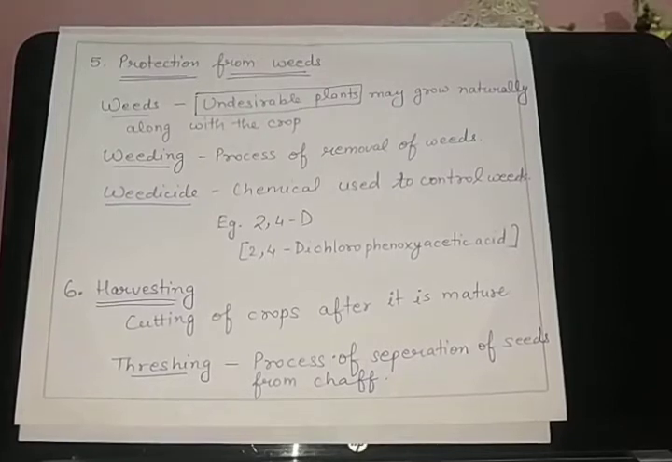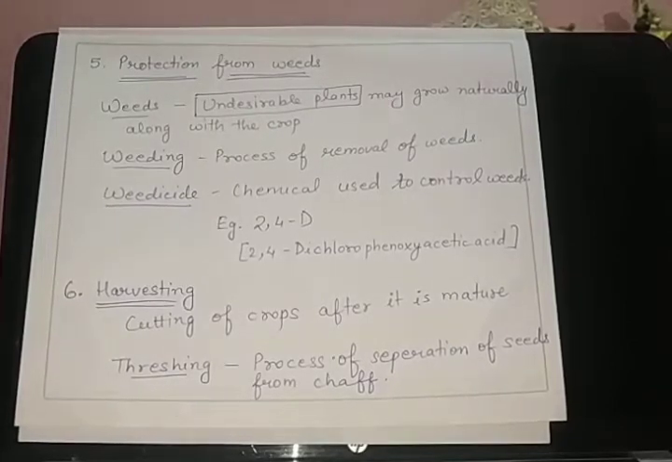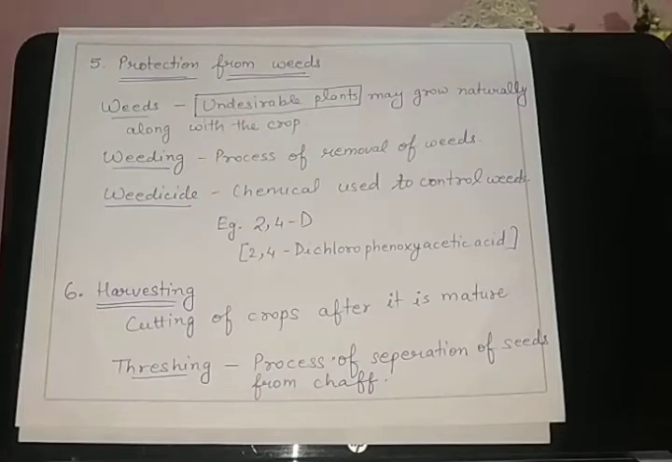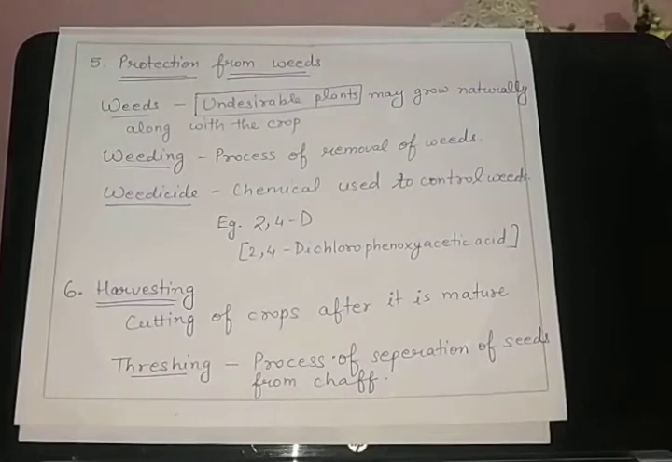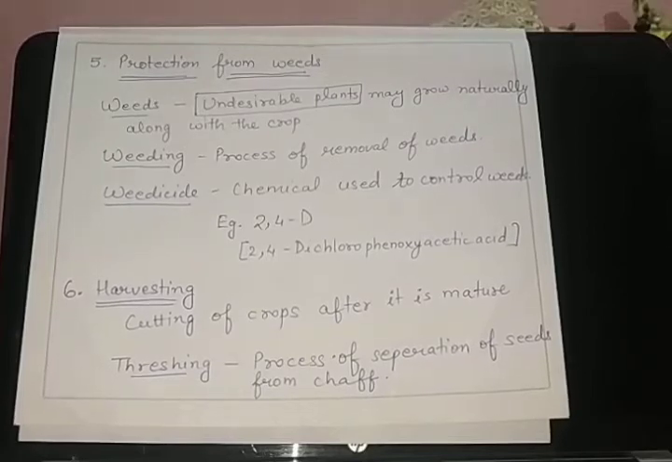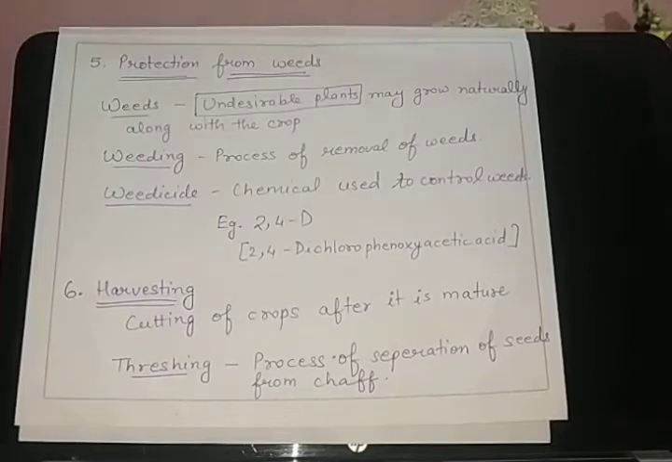Now the sixth step is harvesting. Our crop has grown, it is fully mature. Now we have to cut it. This process is called harvesting. Harvesting can be done by the sickle or harvester. Harvesters are tractors that have knife-like, blade-like structures present behind the tractor, and they cut the crop. It is done by the machine. It can also be done with the sickle.